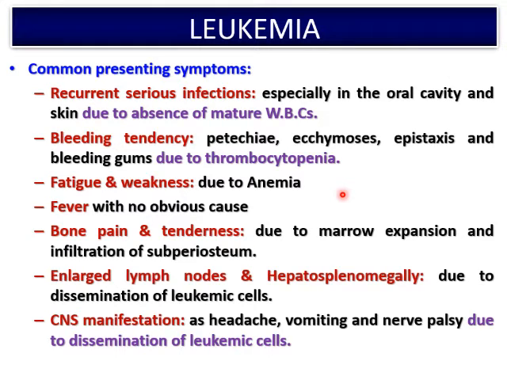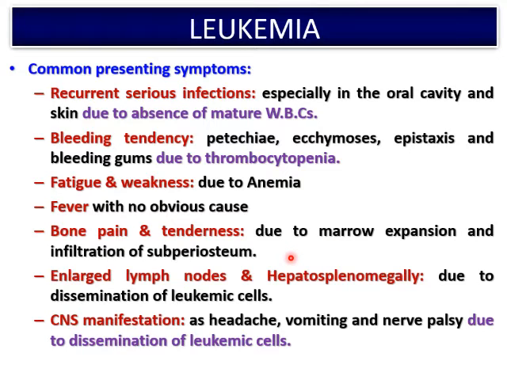Also, the patient of leukemia will suffer from ecchymosis, epistaxis, and bleeding tendency due to thrombocytopenia, decreased platelet number. Also, the patient will suffer from fatigue and weakness due to anemia and decreased production of normal red blood cells. The patient will also suffer from bone pain and tenderness due to bone marrow expansion by malignant or cancerous cells.